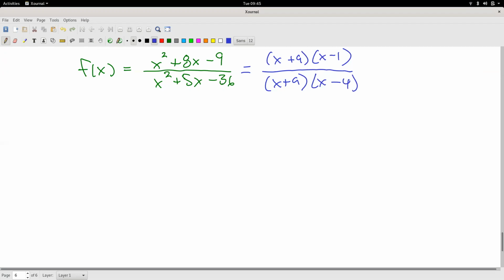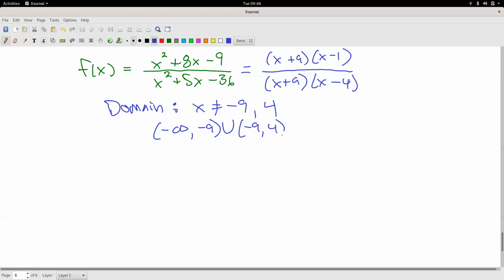Now, keep in mind here, based on the definition of the function, as far as the domain goes, based on the original definition, x cannot equal negative 9, x cannot equal 4. So the domain would be all real numbers but those two, or in interval notation, negative infinity up to negative 9, union negative 9 to 4, union 4 to infinity. So that's the domain there. However, I can divide out the x plus 9, and so I have another version of this function that looks like x minus 1 over x minus 4. Now, this red version here, I could plug in negative 9 if I wanted to, and I would get an answer, but that's not defined for the original function. For the original function, f of negative 9 does not exist.